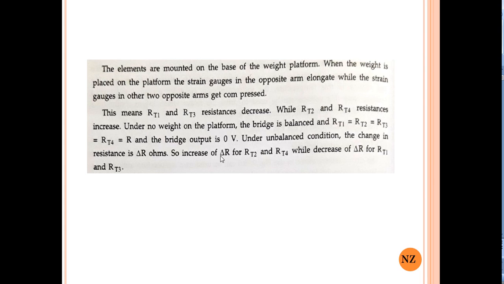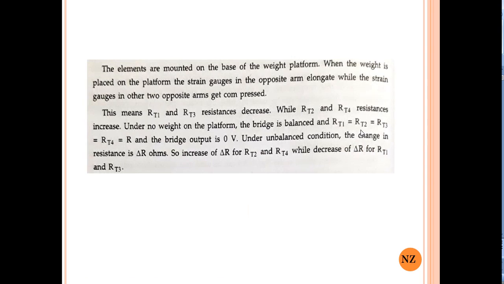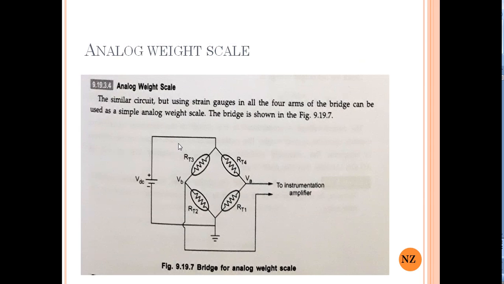So there is an increase of delta R, that is, you have an increased value at RT2 and RT4 resistance, while there is a change in RT1 and RT3. So there is a decreased value in RT1 and RT3. So there is a small derivation based on this particular change, very simple to understand. So now let us see what is the value of VA and VB. As you can see in this particular figure, you have VA and VB. So let us see what is the value of this particular voltage VA and VB.